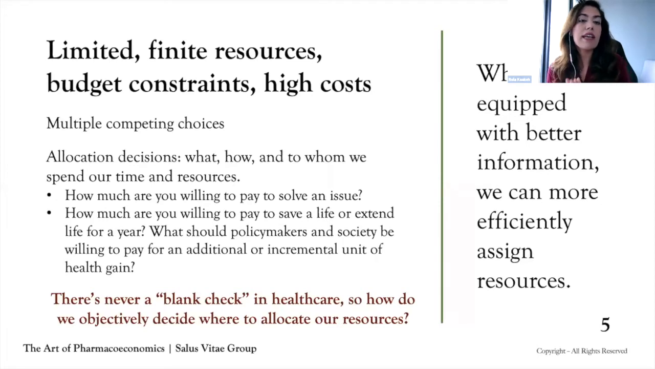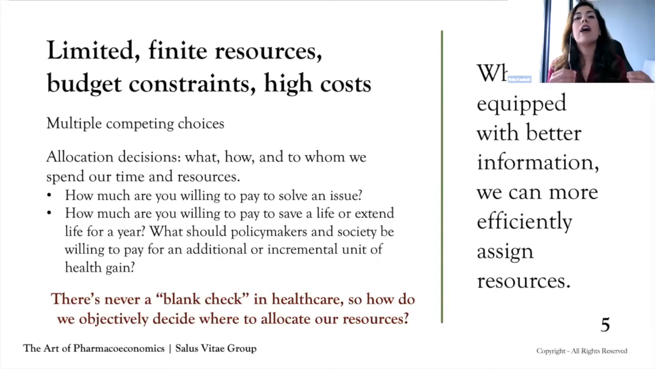So questions like, how much are you willing to pay to extend a life, or to save a life, or to extend life for a year, when you have to make very specific allocation decisions. Also, a question that is quite difficult for many is, what should policymakers and society be willing to pay for an additional, or incremental, unit of health gain? Because the reality is there's never a blank check in healthcare, and really never a blank check in many things, because of these realities.